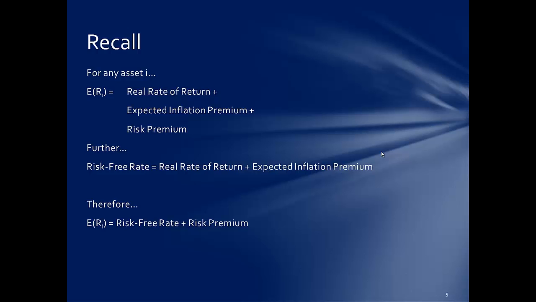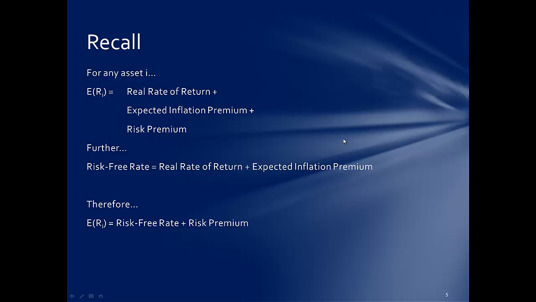Remember that for any asset, which I will just label the generic asset I, the expected return or the required return for that asset is the real rate of return plus the expected inflation premium plus a risk premium. The logic being that if you invest in any risky asset, you should at least earn whatever a riskless asset earns. That would be the real rate of return. You should also be compensated for inflation, and you should be compensated for the risk specific to the asset in which you are investing.